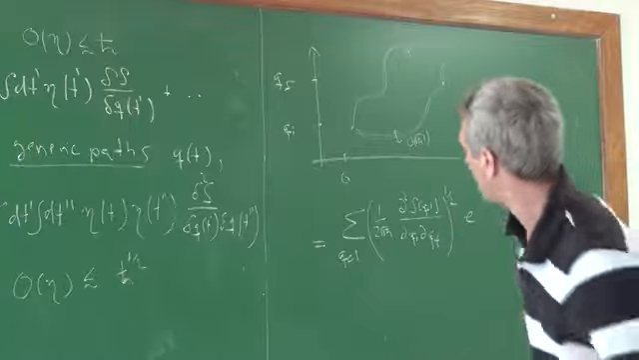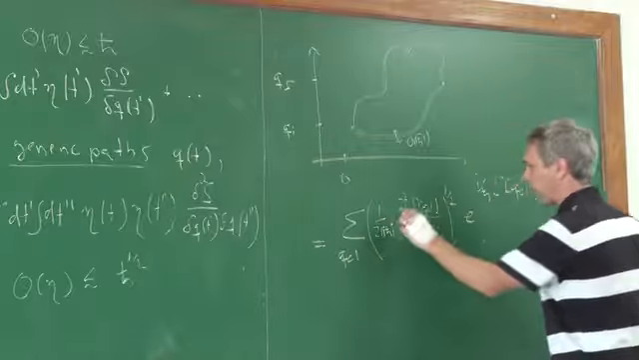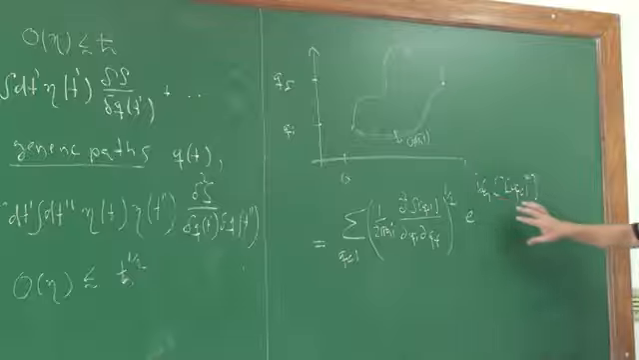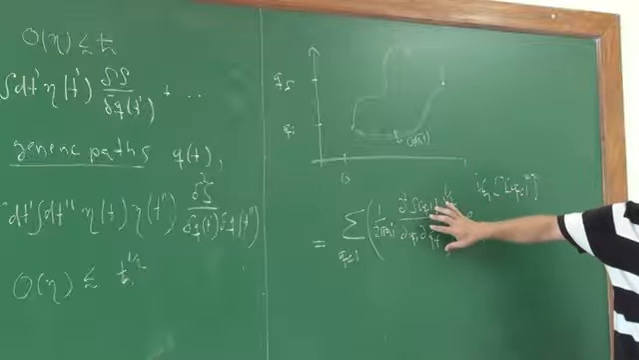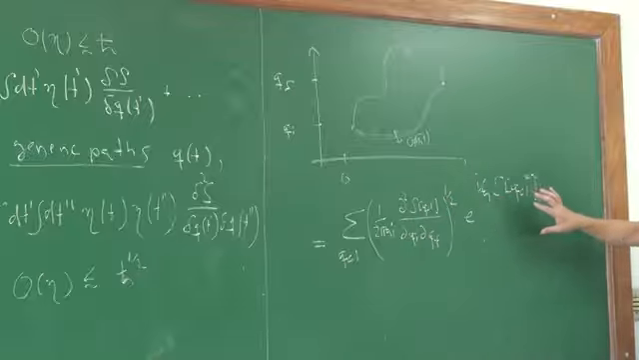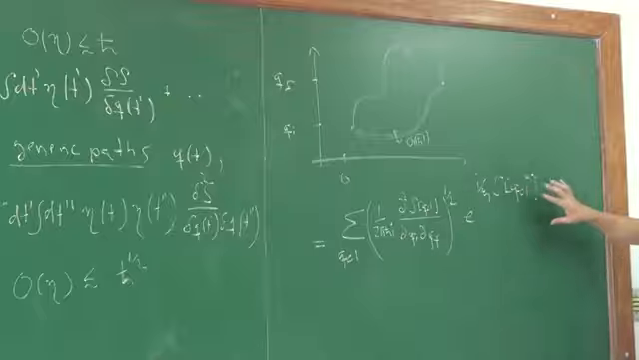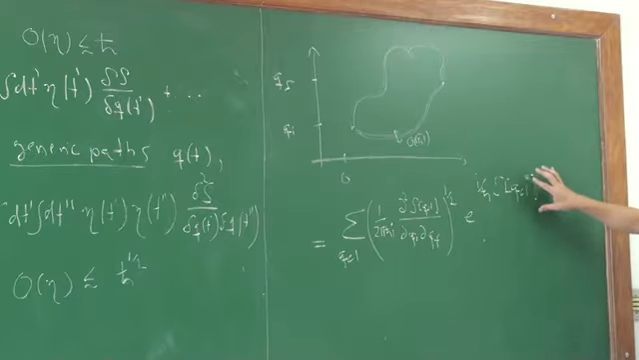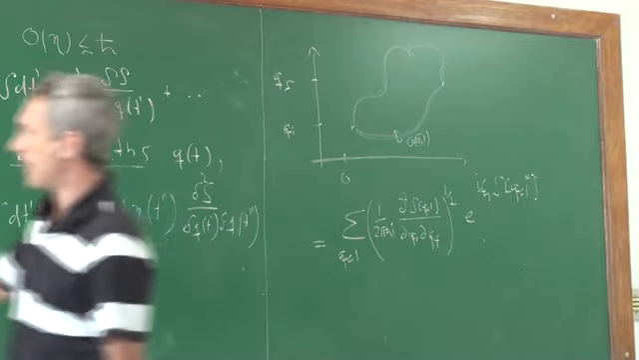I think there should be some i here. Okay, and then we have this fluctuation determinant here. Okay. So, and that was not a coincidence, because the semi-classical approximation just relied on what?